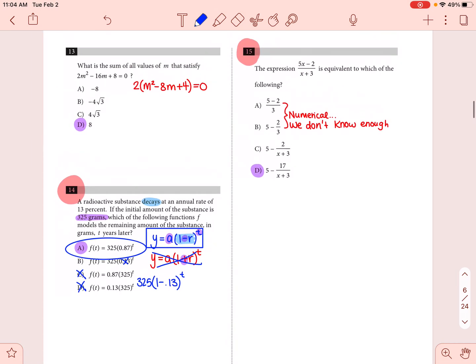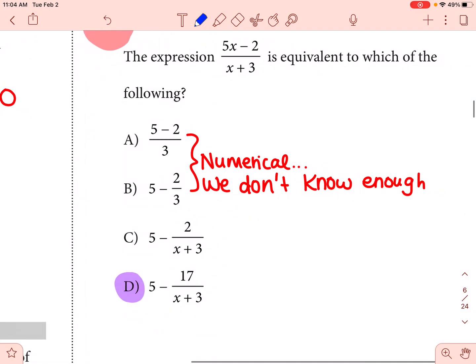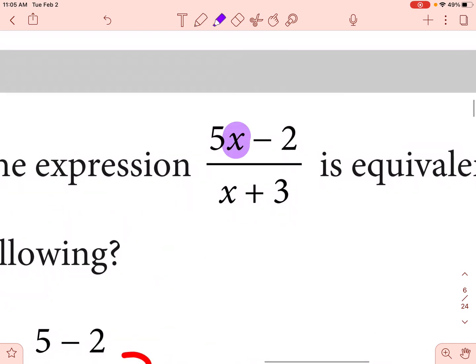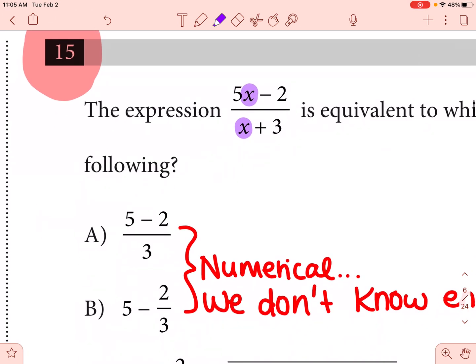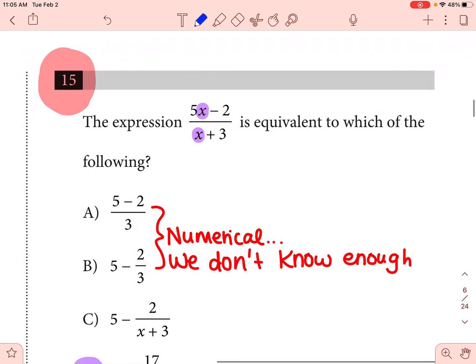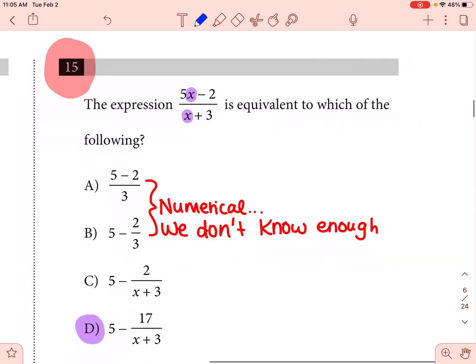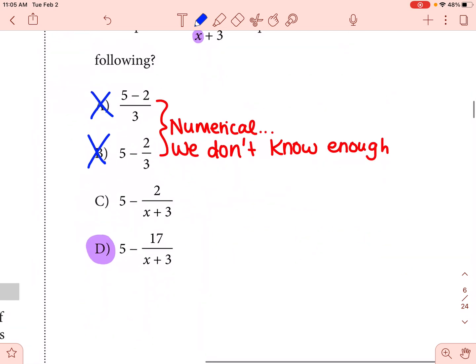So moving on to number 15, I thought this one was a little bit hard. The expression 5x minus 2 over x plus 3 is equivalent to which of the following? And I thought it was hard because answer choices A and B threw me off when I was first looking at this. But here's the deal. Those are numerical answers, and we just don't know enough information to say if those numerical answers are equivalent to the expression because these are unknown. Maybe this is true if x equals a certain number, then maybe A or B could be true. But we don't know what x equals, so we just don't know enough information to say that it's answer choice A or B. So let's look at C and D.